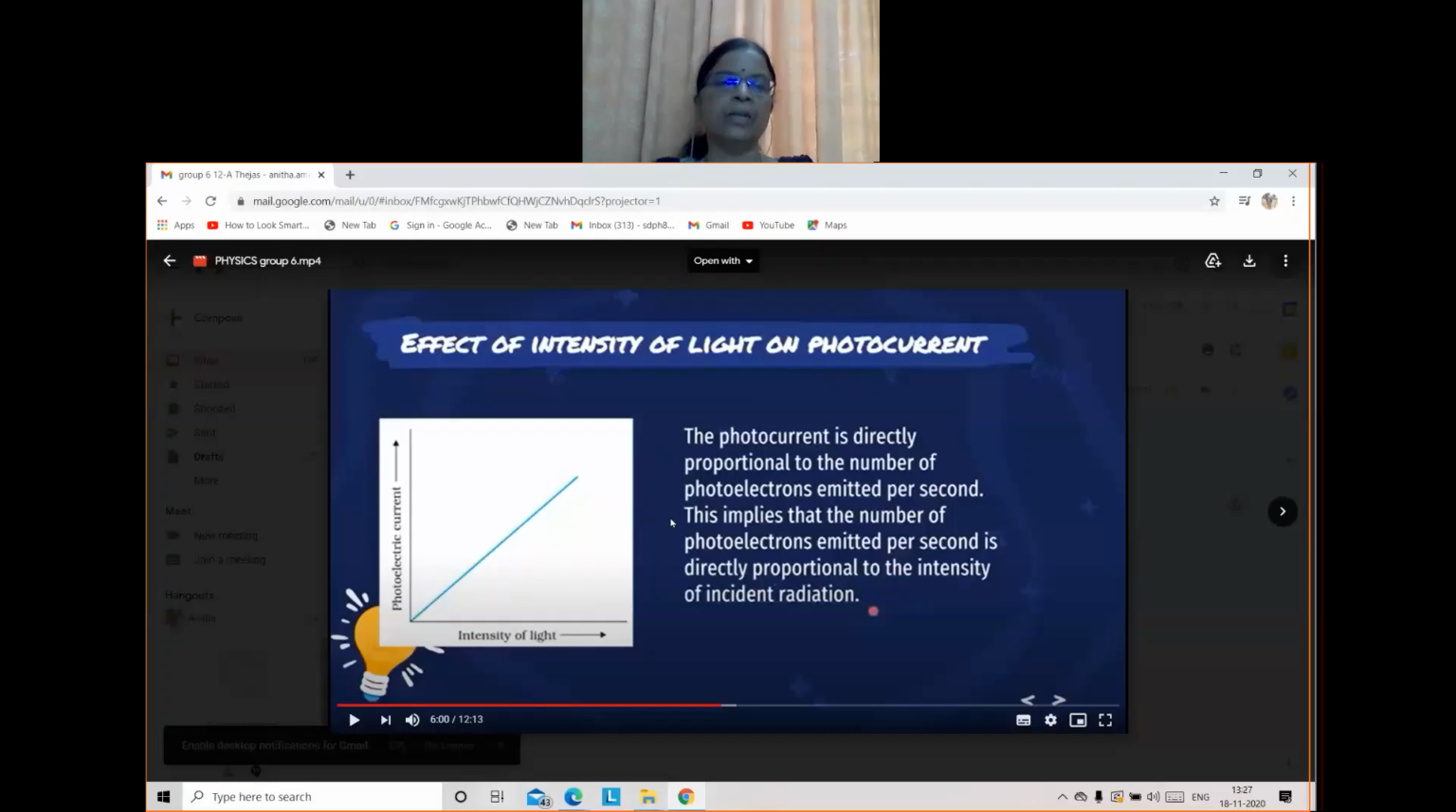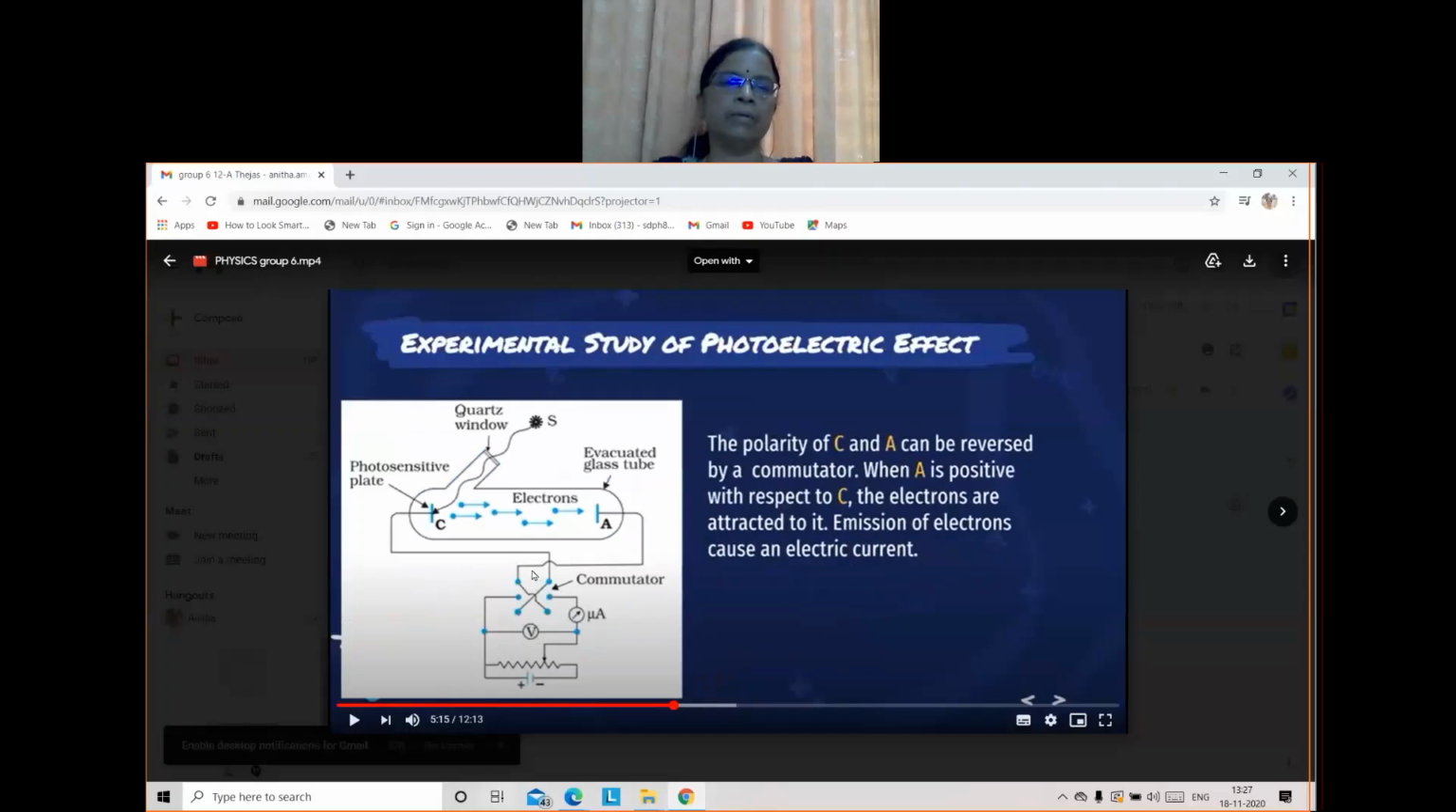So like that, if you increase the intensity of light, what happens to the photoelectric current? If you increase the intensity of light, what happens? What is light? Light consists of.